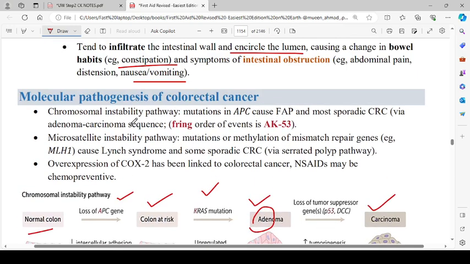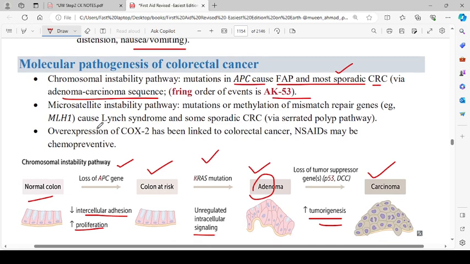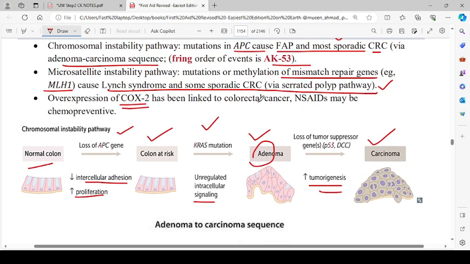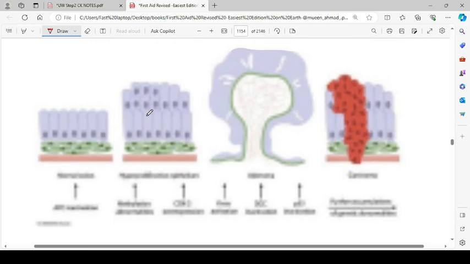The chromosomal instability pathway: mutation in the APC gene causes familial adenomatous polyposis and more sporadic colorectal cancer via the adenoma-carcinoma sequence. So it is a specific order of events, ending in P53. Okay. The microsatellite instability pathway: mutation or methylation of mismatch repair genes, for example MLH1, causes Lynch syndrome and some sporadic colorectal cancer via the serrated polyp pathway. Overexpression of COX2 has been linked to colorectal cancer. NSAIDs may be chemopreventive as well.